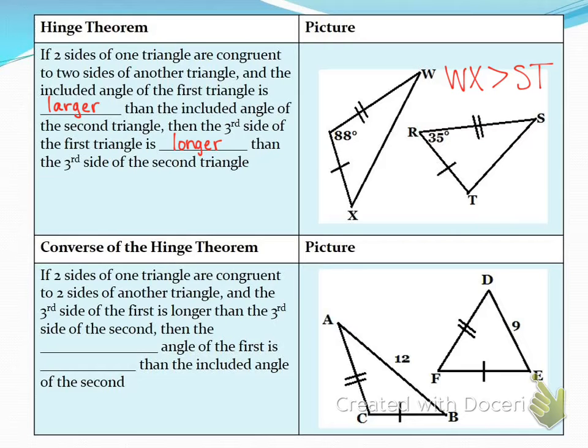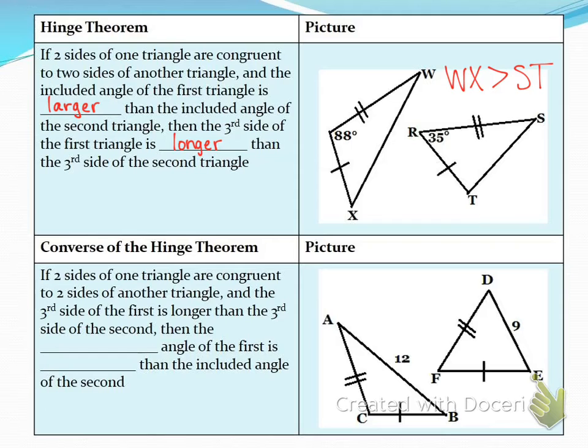Okay, so again, bigger side across from a bigger angle. Smaller side across from a smaller angle. It's just happening in two different triangles. It also works the other way. So again, we've got two pairs of congruent sides. The third side is longer than the third side of the other triangle. So 12 is bigger than 9.